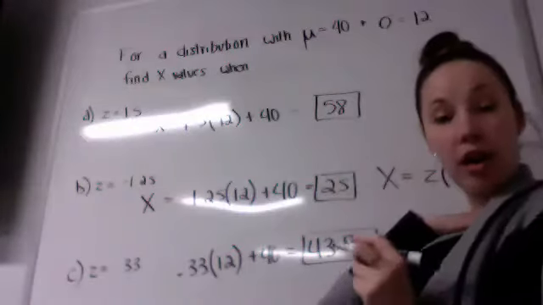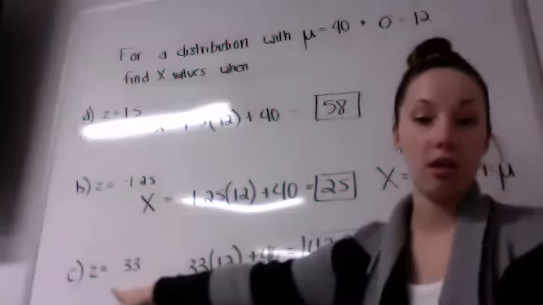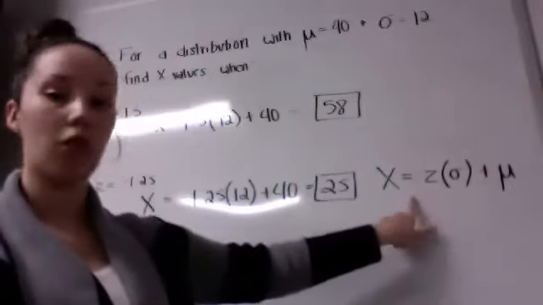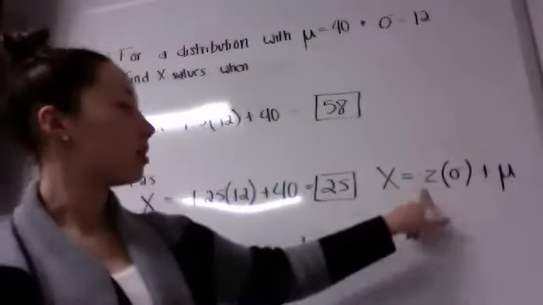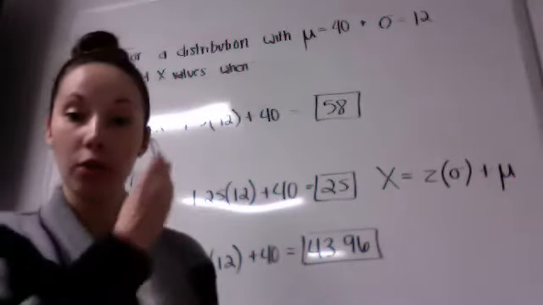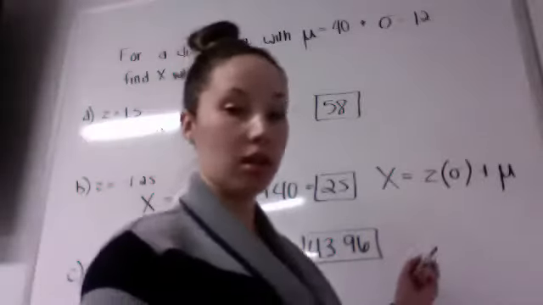So that's how you find your x value when you're given the z. This is basically how you work the z formula backwards, using this formula here: x equals z times standard deviation plus mean. And you can do this same formula with sample data as well. So that formula is going to look like this.